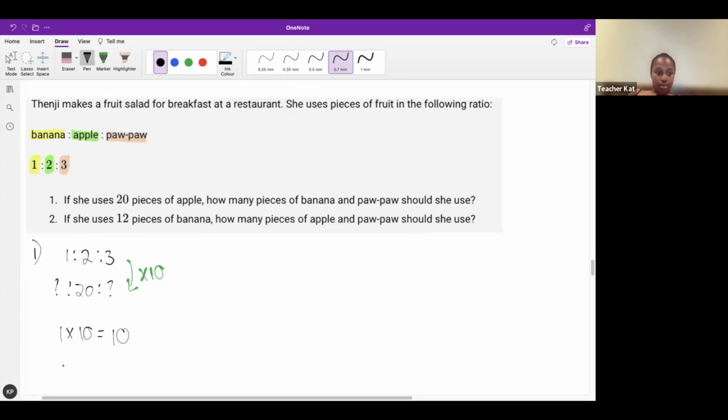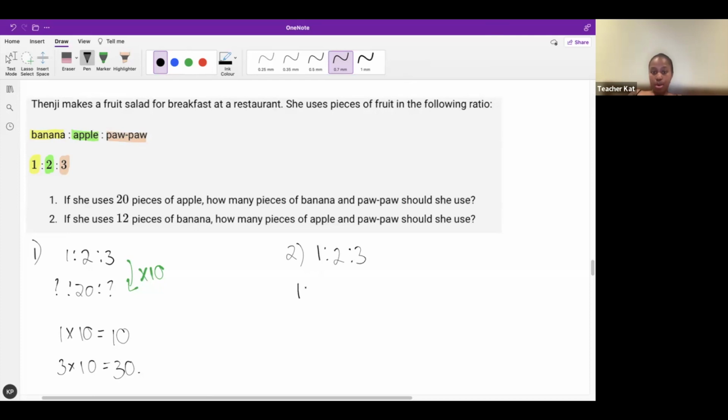10. Nice, Roleboa. And Popo, she needs 30. Done. Okay. The next one says if she uses 12 pieces of banana, how many pieces of apple and pawpaw should she use? 1 to 2 to 3.